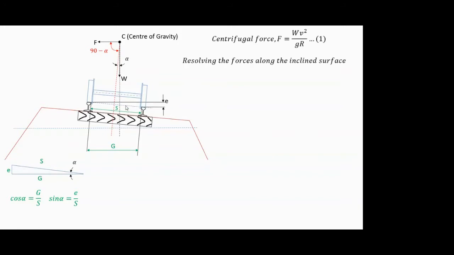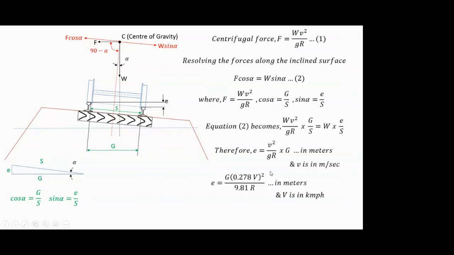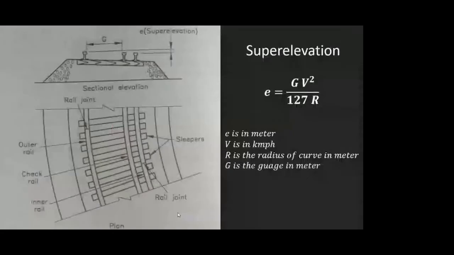So this is the sketch that we had seen, and then we had seen a small derivation for your superelevation, and in that mainly we had seen we need to resolve the forces which cause the horizontal sway or which will cause the overturning. So those are W sine alpha and F cos alpha, and resolving them and equalizing them, we get to know what is the E value that we have to provide. So we found it in terms of meters as well as in centimeters.